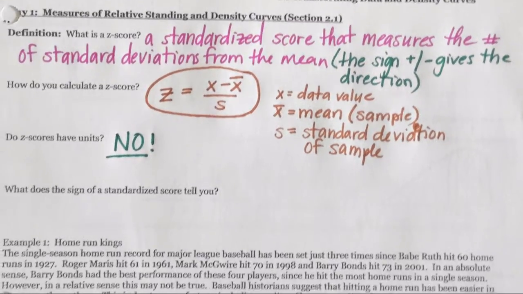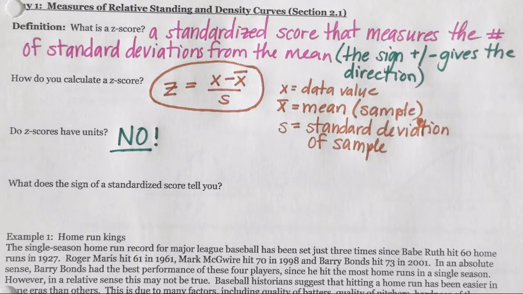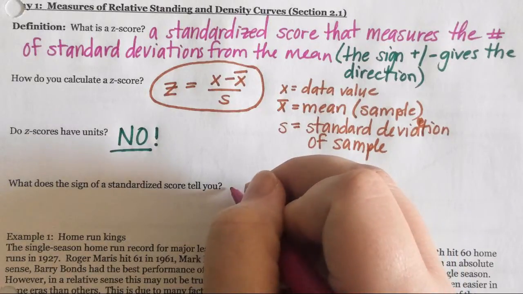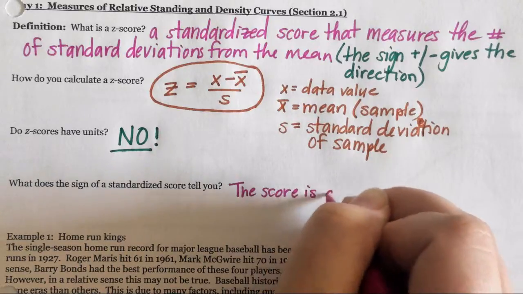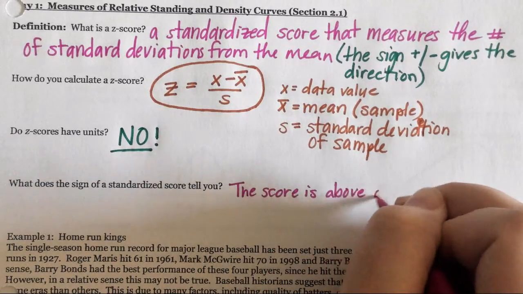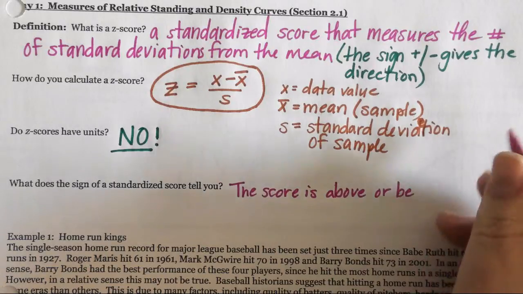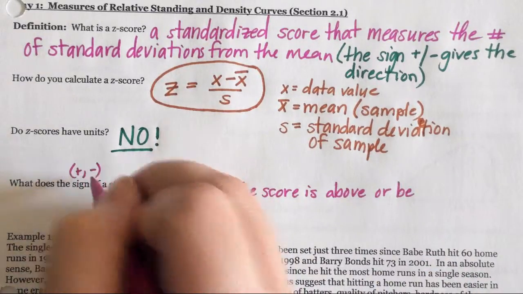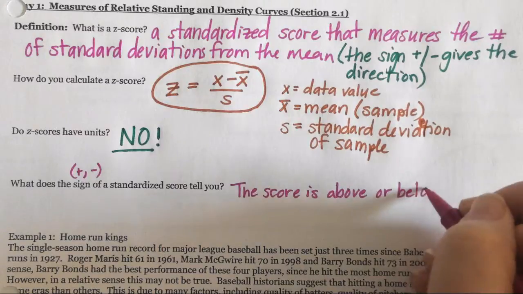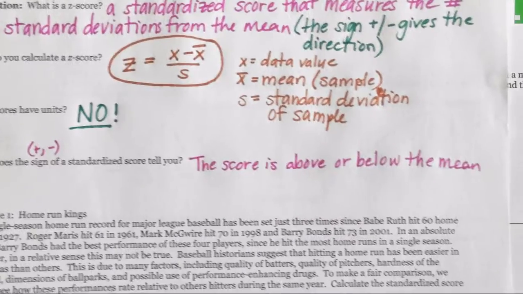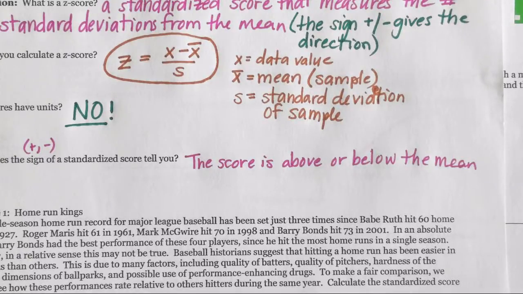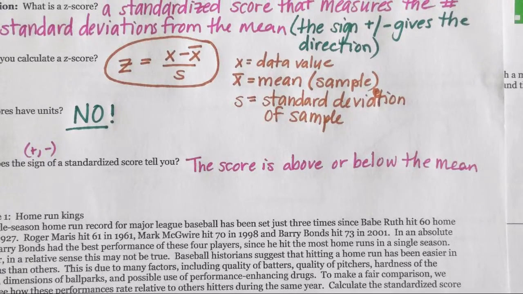And then this might seem like a dumb question, but I like it. It says, what does the sign of a standardized score tell you? It tells you the score is above if it's positive, or below if it's negative. The score is above or below the mean. And then, like everything else we've done in stats, a whole lot of words, none of them really make sense until we actually try it with an example.